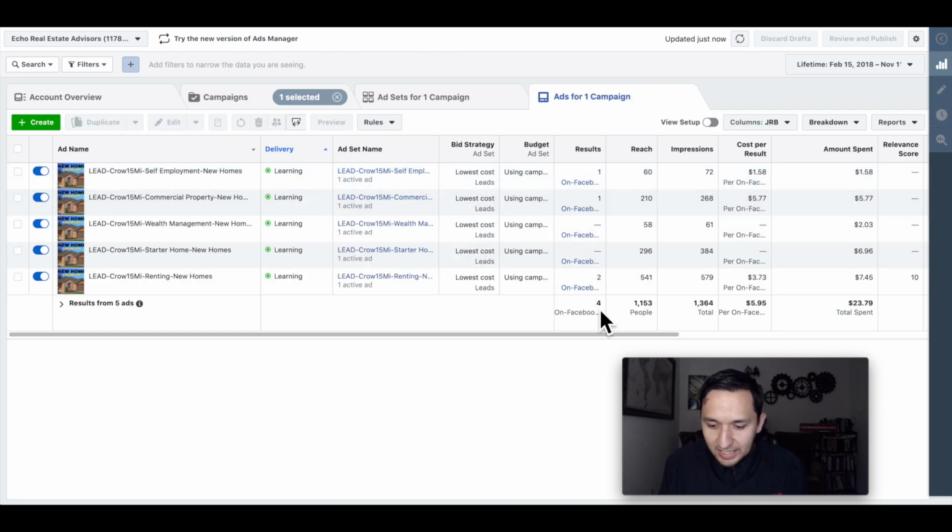We've had 4 leads. It's reached a little bit over 1,100 people. The impressions are essentially how many times it's been shown, so it's been shown a little bit more than the actual number of people. People have received it multiple times, which is fine. And the result is almost $6. So $6 for a buyer lead when it comes to new construction isn't all too bad. They can certainly go lower, and I do expect this campaign to go lower. But so far, this is where we are at.